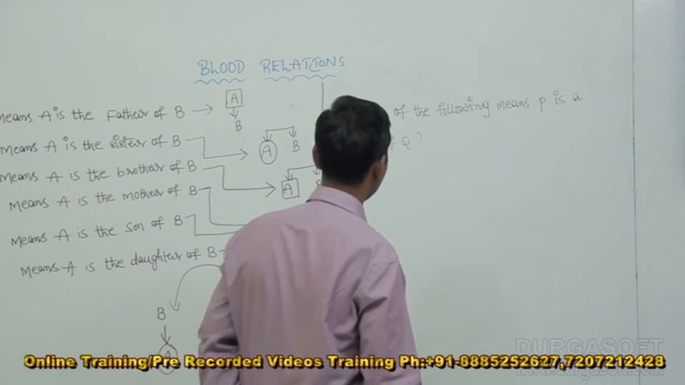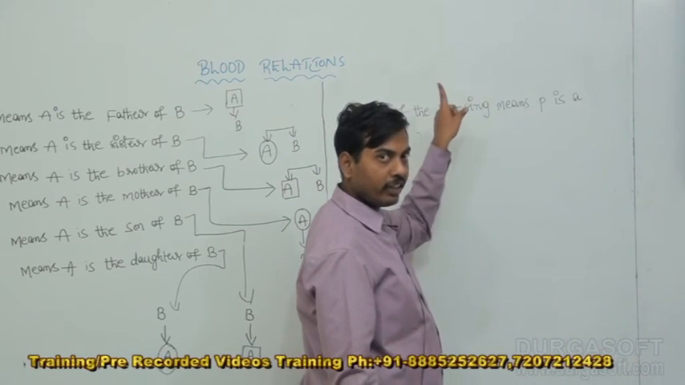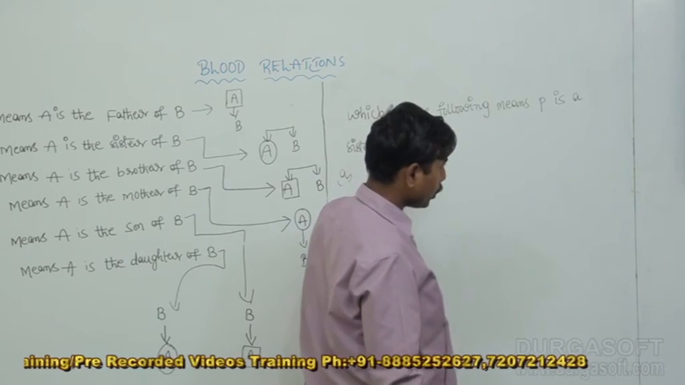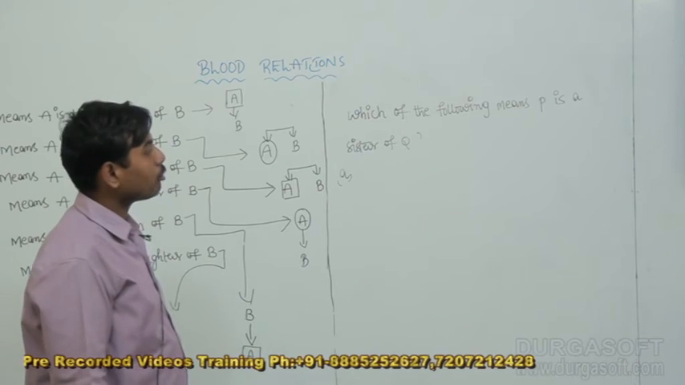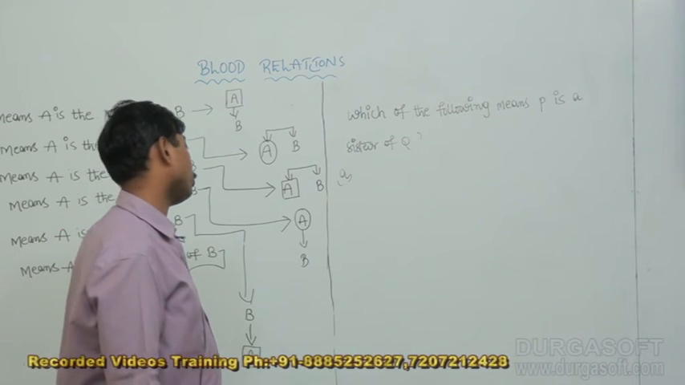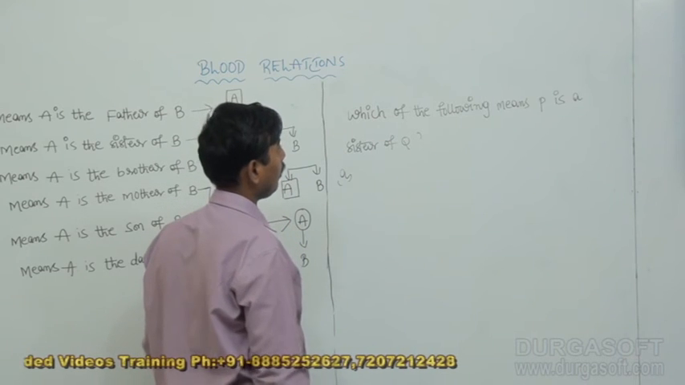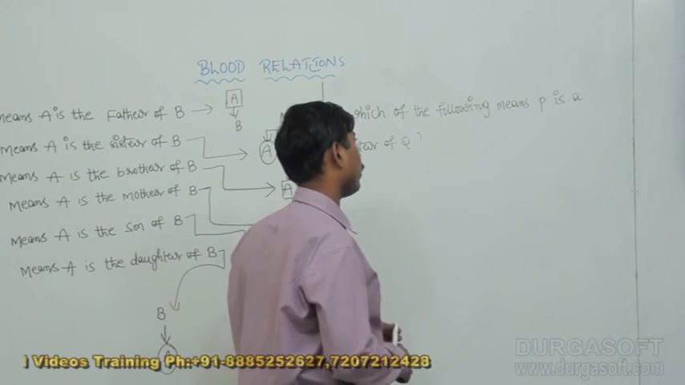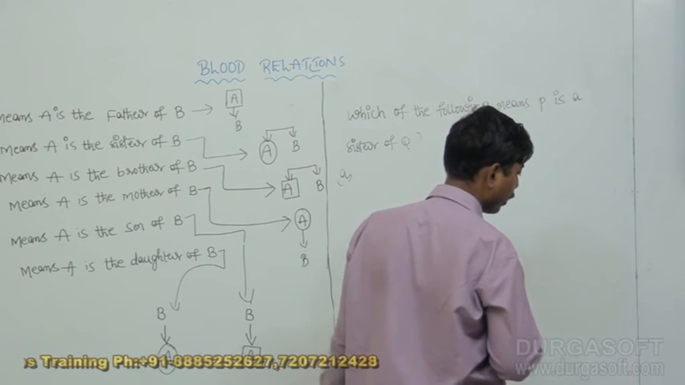Let me check here. P is a sister of Q means P's gender is female here. Q's gender we are not sure about, let it be. P is a sister of Q means P and Q are both in the same generation, no doubt about it.